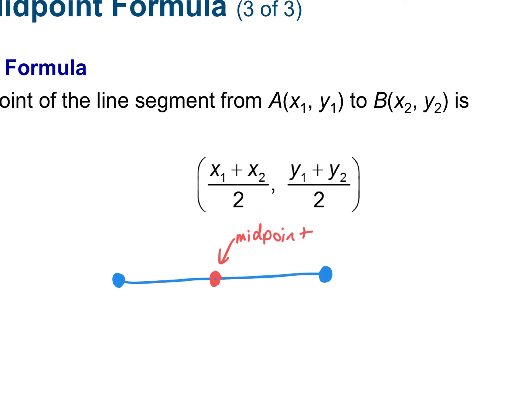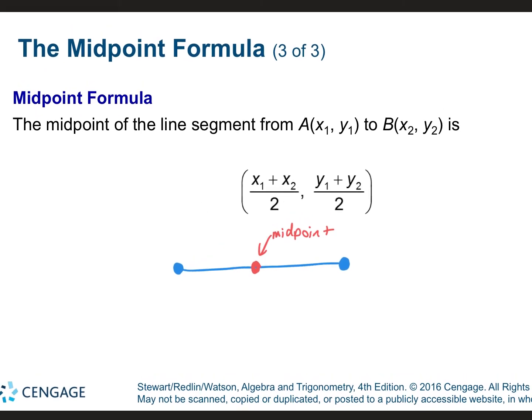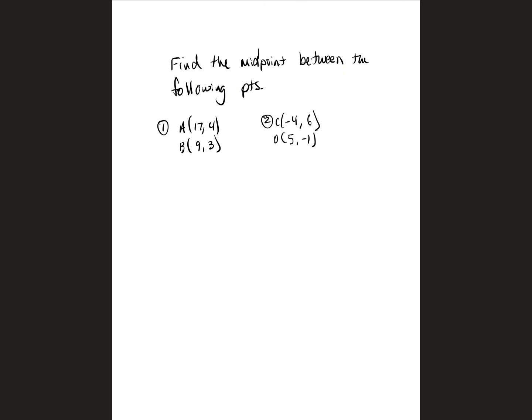Think about if you're trying to find the average, like the average of 2 bowling games. You add them and divide by 2, right? So that's what you do with midpoint. You take the 2 x values, add them up, divide by 2. You take the 2 y values, add them up, divide by 2, and that'll give you the middle. So let's go over these problems, and then we're done.